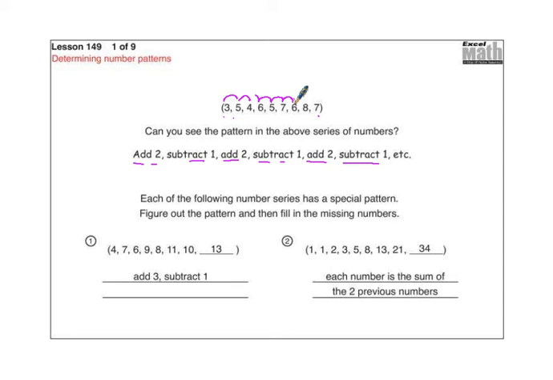Okay. Each of the following number series has a special pattern. Figure out the pattern and then fill in the missing numbers. So here are a couple of sample problems first. We have 4, 7, 6, 9, 8, 11, 10, and then they added in the 13.